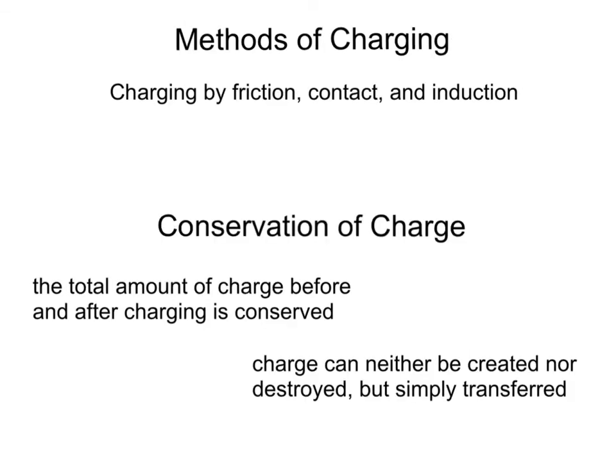In the next few slides, you'll see examples of the different methods of charging. Charging by friction, contact, and induction. It's important to note that the conservation of charge is obeyed in these examples. That is, the total amount of charge before and after charging is conserved, or the same. Charge can neither be created nor destroyed. Charge is simply transferred from one object to another. Let's see these 3 different methods of charging.